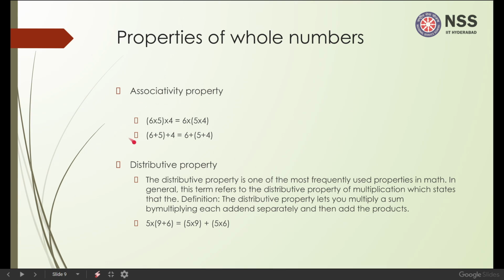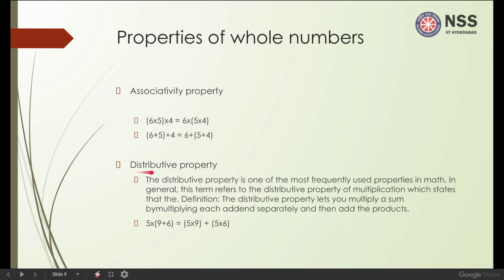Let us try to do this with addition. So 6 plus 5 is inside the brackets and then plus 4. So 6 plus 5 is 11, and 11 plus 4 is 15. Now 6 plus, inside brackets, we have 5 plus 4. So 5 plus 4 is 9, and 9 plus 6 is 15. Therefore, the answer did not change when we change the grouping. Therefore, this is called associative property.